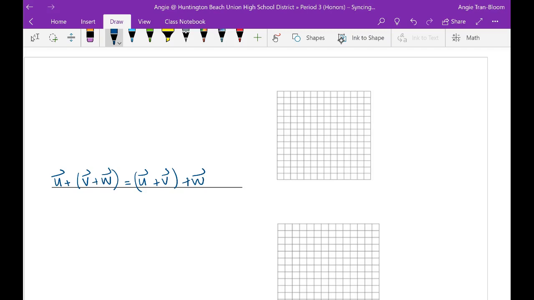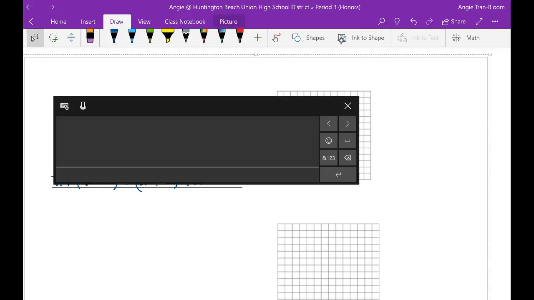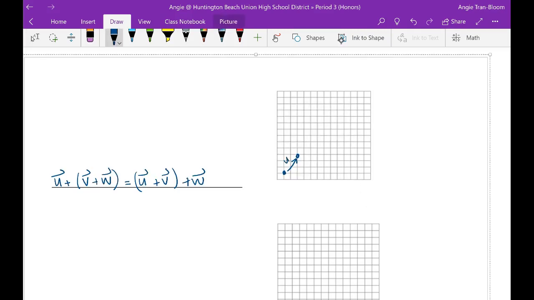And again, we're going to assume that this is going to be in quadrant 1, so I'm just going to randomly draw three different vectors here, so bear with me, okay? Let's draw some short vector U, because I don't know how much space I have. So go up 3, right 2. Let's call this vector U.